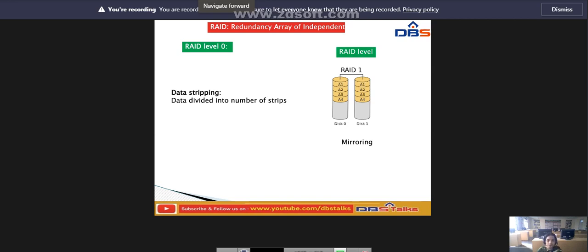Next, coming to RAID level 1. What is meant by RAID level 1? This is the diagram of RAID level 1. In this we have disk 0 and disk 1. This is mirroring. The same data is placed on multiple disks. So it is also called data mirroring.